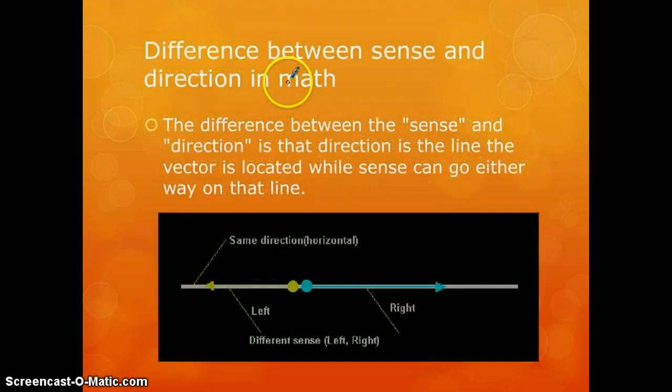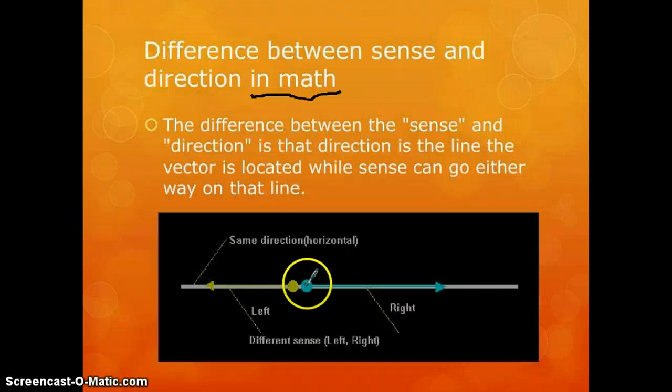What is the difference between sense and direction in math? Notice that I said in math because in physics sense and direction are the same. The direction is the line the vector is located on, while sense can go either way on that line. Here we have two vectors that have the same horizontal direction. They're going on the same horizontal line. But one vector is going to the right and the other is going to the left.